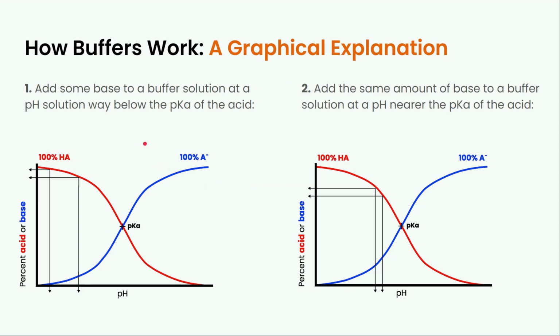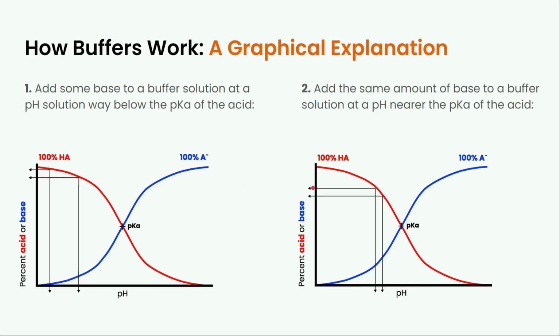So here we've got two graphs. We've got the percentage of buffer acid and its conjugate base concentration on the y-axis, and pH on the x-axis. Both graphs are identical in this respect, and both show the change in the percentage concentration of our buffer acid, HA, as we add in some base. The red line shows the decrease in the percentage of our buffer acid concentration as we titrate in some conjugate base to prepare our buffer.